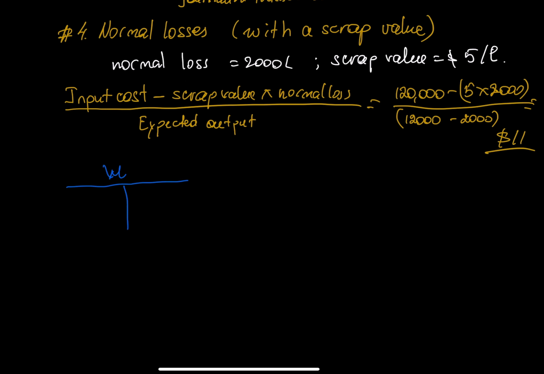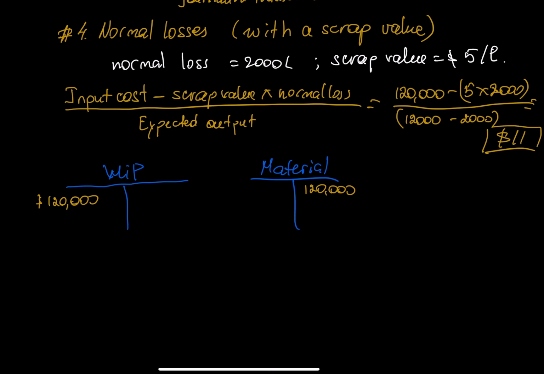Similarly, we have the work in process, again, material. So we had our input material. So we took this material and input into the work in process, the value which is 120,000. The output, because this is a normal loss, the output is 10,000 liters, and the cost of that is $11.